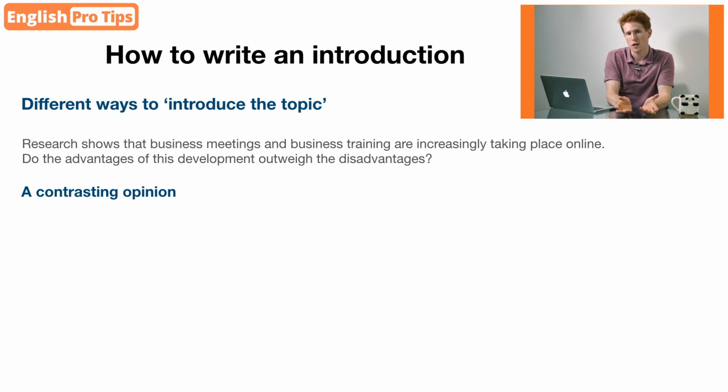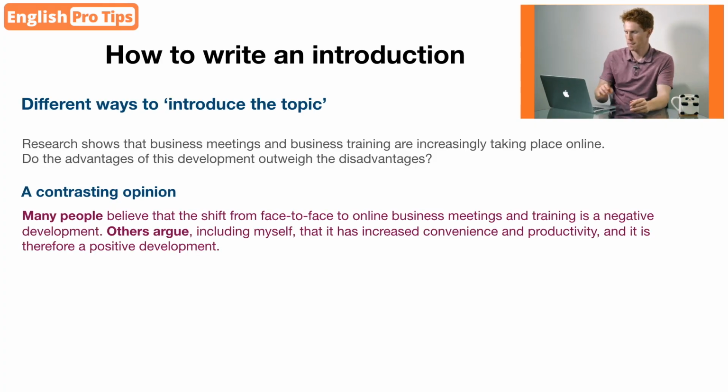We also have a contrasting opinion, and again, this is very useful because many of the Task 2 questions, such as discussion questions or advantage and disadvantage questions, have differing opinions and you need to decide which one you agree with. So let's have a look at a useful structure. Many people believe that the shift from face-to-face to online business meetings and training is a negative development. Others argue, including myself, that it has increased convenience and productivity, and it is therefore a positive development.